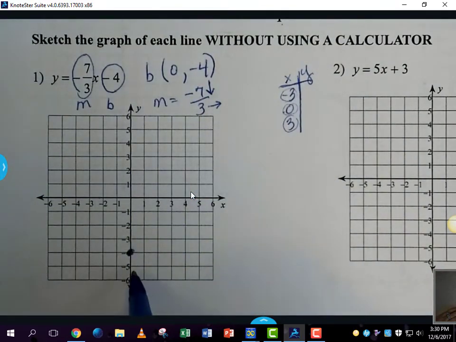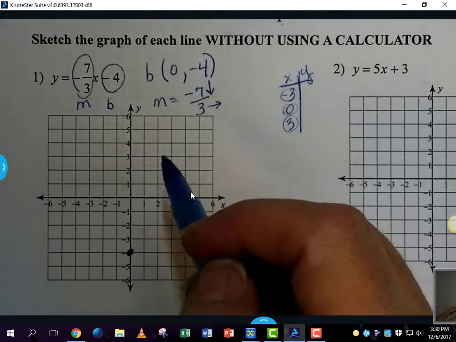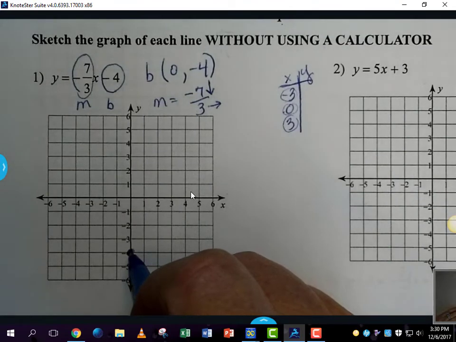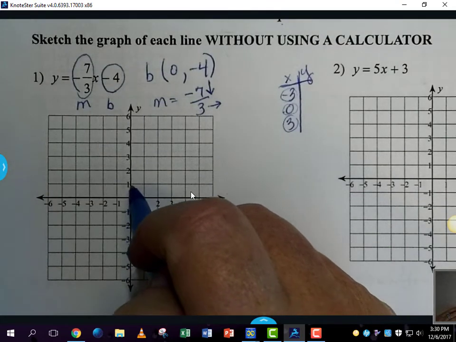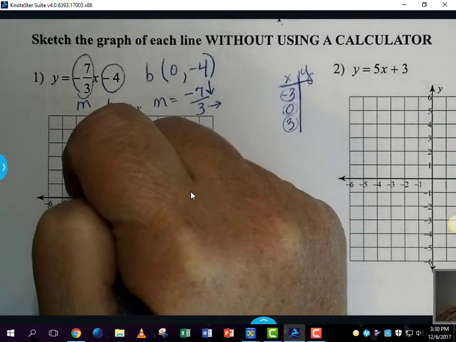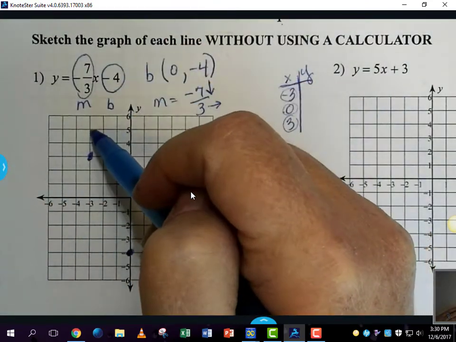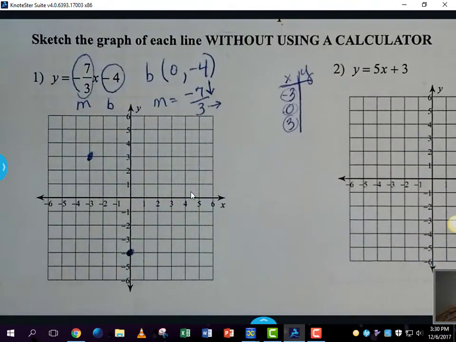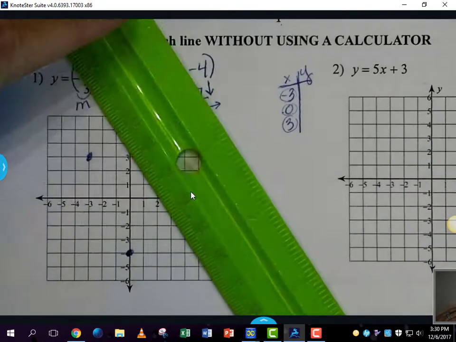I go down 7, 1, 2, 3, oh, I'm off the graph. So instead of going down and right, I will do the opposite, which will be go up and left. Up 7, 1, 2, 3, 4, 5, 6, 7, 1, 2, 3. If I do it again, 1, 2, 3, 4, oh, I'm off the graph. So I won't do it again, and I will just make a line with these 2 points.